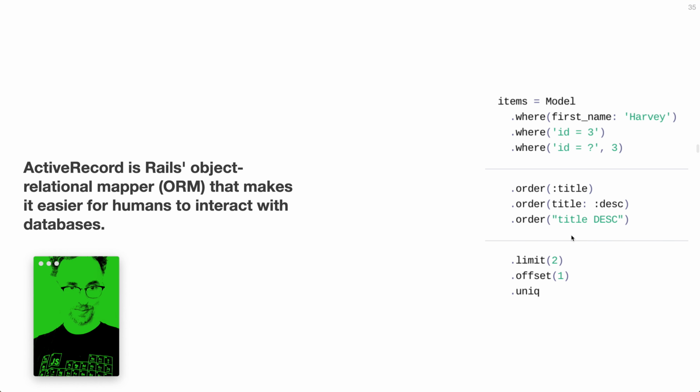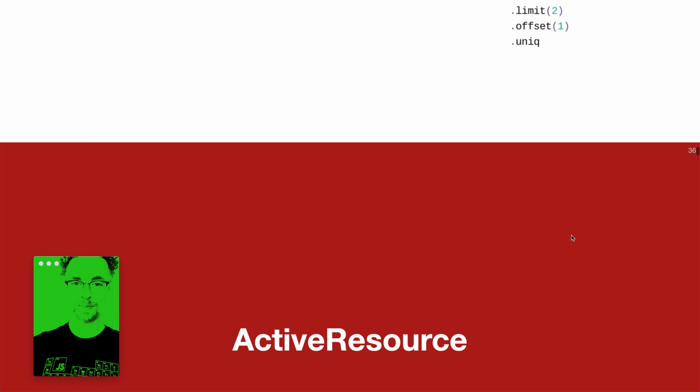Active Record is Rails's object relational mapper that makes it easier for humans to interact with databases. So if you're like me and you don't really like writing SQL queries, especially the kind where you have to join data across multiple tables, Active Record provides this sort of simplified, chainable interface for querying your database, for either pulling data out of it or putting data into it. And Active Record is kind of oriented around simple nouns and verbs and relationships for explaining your data that make it much easier to understand than SQL.